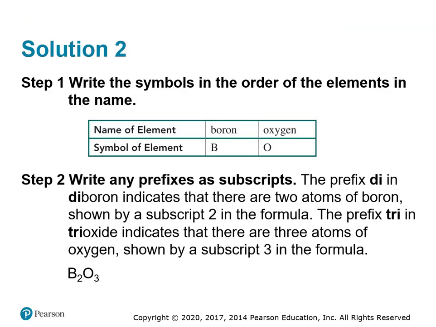Write the formula for the molecular compound diboron trioxide. Hopefully you saw that diboron means 2 borons, so B2. Trioxide means 3 oxygens, B2O3.